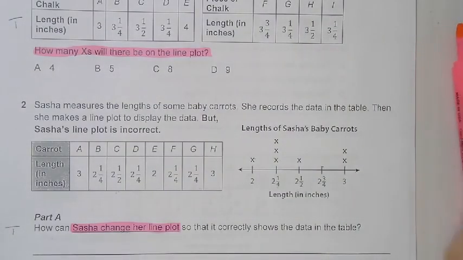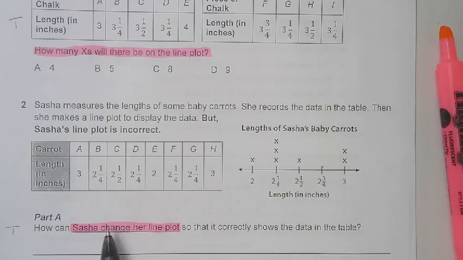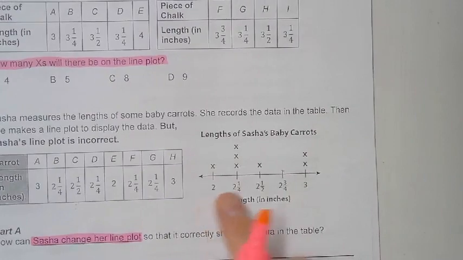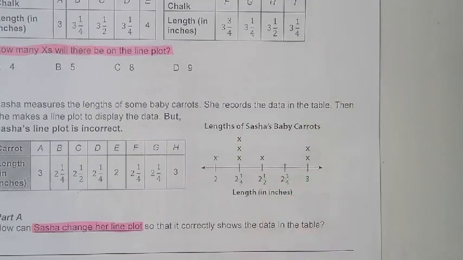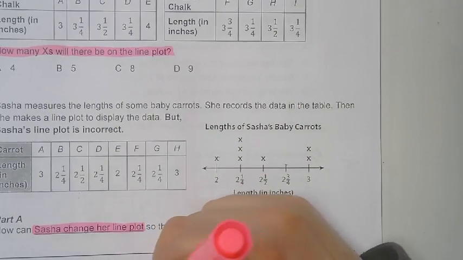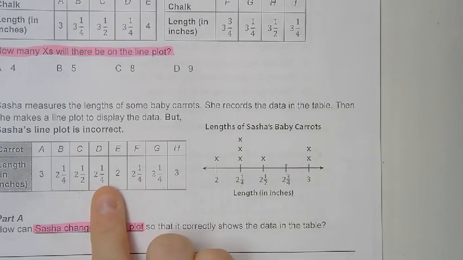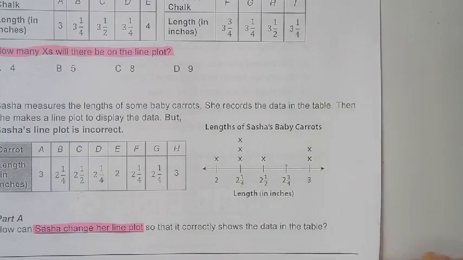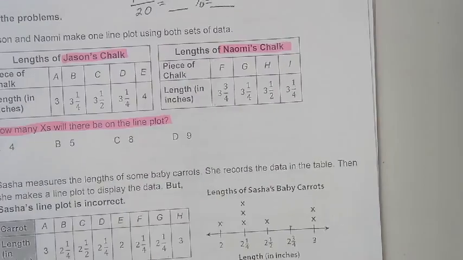So in your answer, if the question is, how can Sasha change her line plot? You would say, Sasha can change her line plot by, and tell us what she needs to do to fix her line plot. Part B is, how many of these carrots were shorter than 3 inches? You can use the data in the table, or you can do the X's. It's up to you. But you need to count how many were less than 3 whole inches. Go ahead and pause the video, do that, then we'll move on to the back.